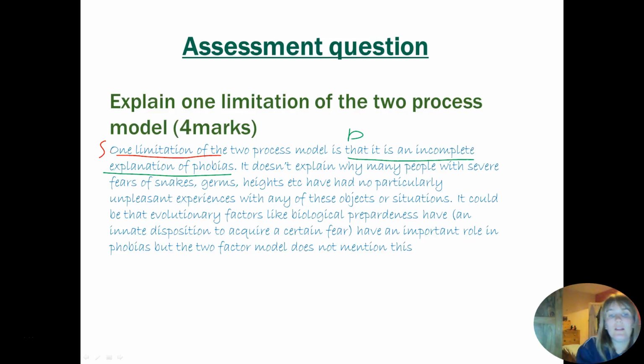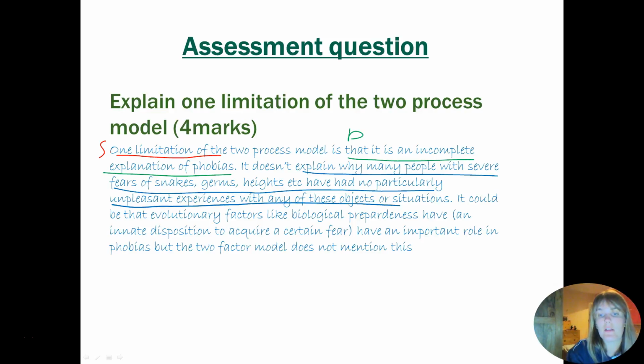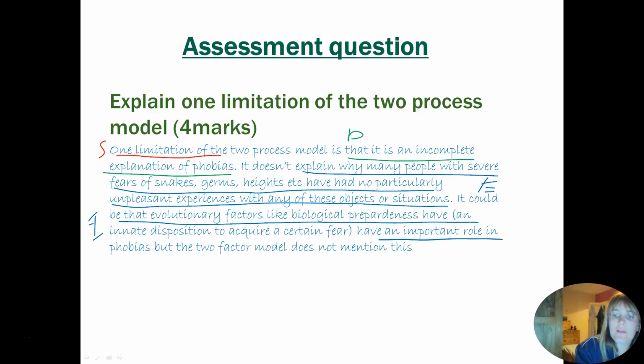Now I need to explain what I mean, so my E. So this means it doesn't explain why many people with fears of snakes, heights, etc. have no particular experiences of any of these situations. So I'm explaining what I mean here. Now I'm going to give my example. Next bit here, example, is that it could be evolutionary factors like biological preparedness instead. And the last bit, my link. Link is linking back. This is because it has an important role in phobias, but the two-factor model doesn't mention this.